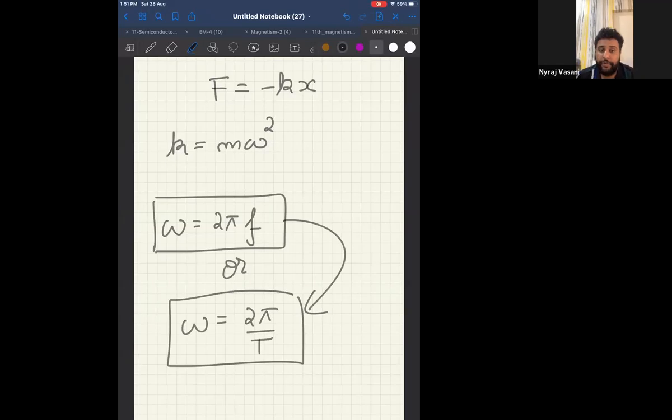At least by now you should know frequency is the reciprocal of time, correct? Because the unit of frequency is second inverse. Therefore, instead of writing frequency, can I write 1 upon time?